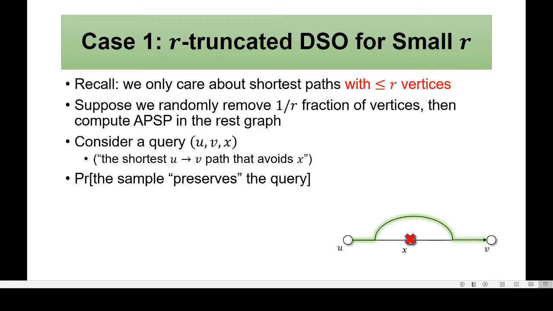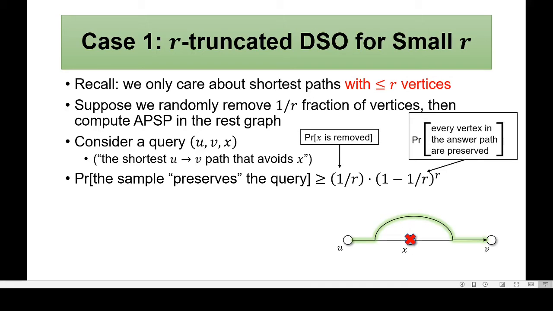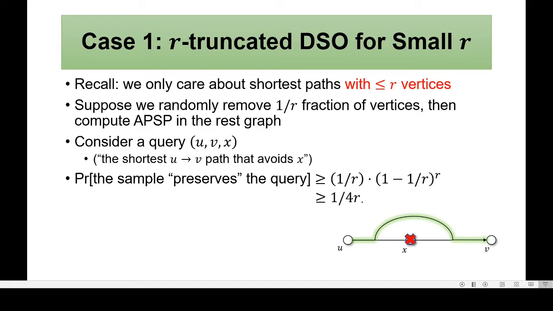So what is the probability that a random sample preserves a particular query? First, we need that X is removed, and second, we need that every vertex in the green path is preserved. Notice that the green path has at most r vertices, so the probability is at least 1/r times (1 - 1/r)^r. After some calculations, it's at least 1/4r. It means that if we take Õ(r) independent samples, then with high probability every query is preserved by some sample.